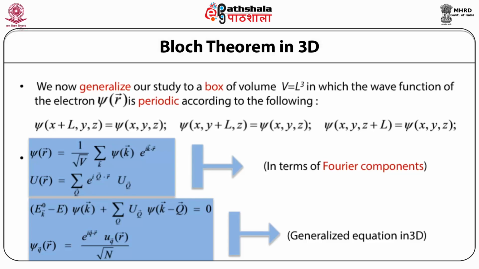So proceeding as in 1 dimension, we generalize the Schrödinger equation in the Fourier space to 3 dimension as (E_k^0 minus E) phi k plus summation over the reciprocal lattice vectors capital Q u Q phi (k minus Q) is equal to 0. Thus, we get a very similar result. That is phi q as a function of r is equal to e raised to power i q dot r u q r divided by root N. So this is a generalized Schrödinger equation in Fourier space in 3 dimension.